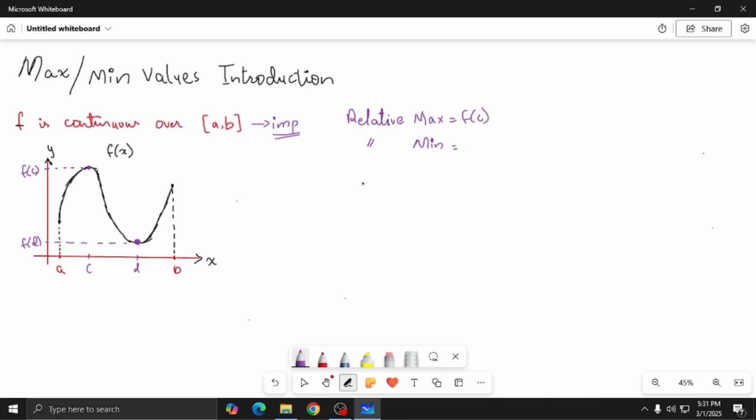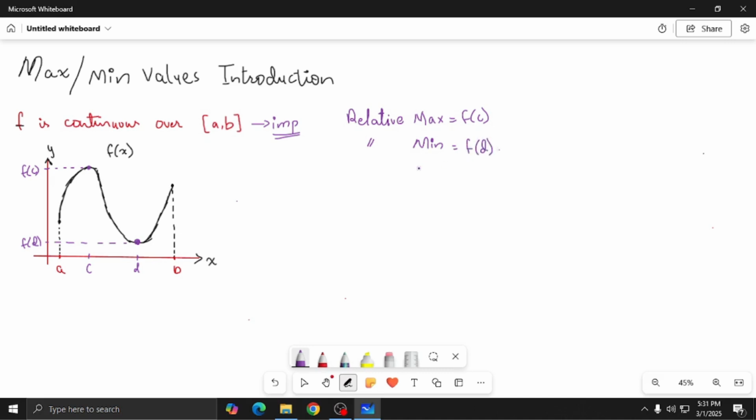And what about the relative minimum? In between a and b, we can see that this point d right here can get the lowest value possible of f of x in between a and b. The gradient is just coming down and down and down, and then it hits 0 at this point, and then it goes up again. So this point would be considered a relative minimum. That's just going to be f of d.